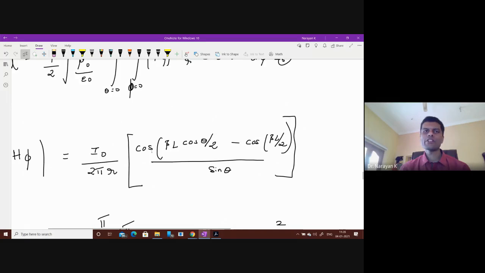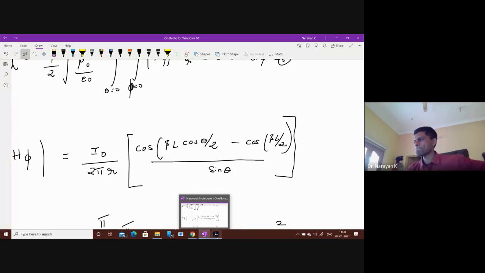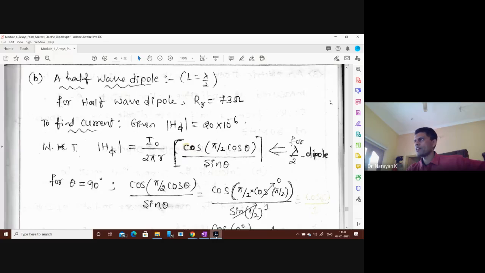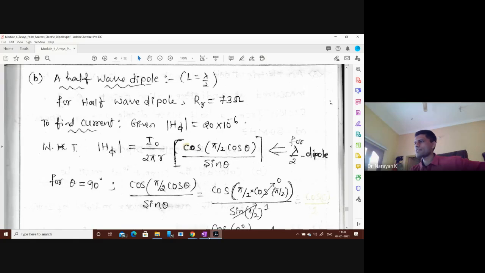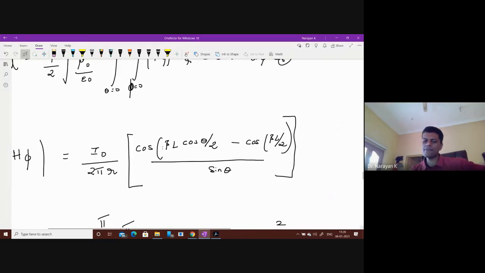This is the general equation: cos of (beta L by 2 cos theta) minus cos of (beta L by 2), divided by sin theta. So instead of doing all this confusion, for a half wave monopole antenna, for the problem's sake, you can take cos of (pi by 2 cos theta) by sin theta. You got my point? This is the same equation. So here, instead of beta L, what is that?